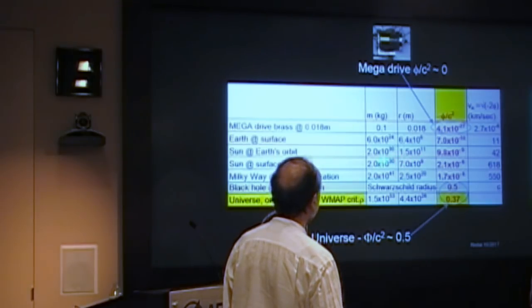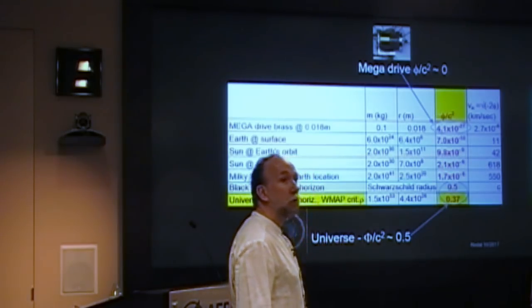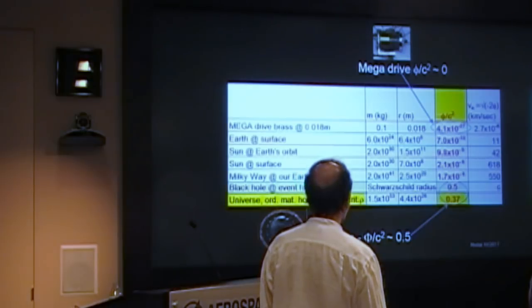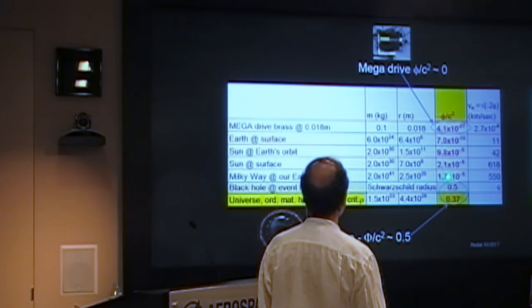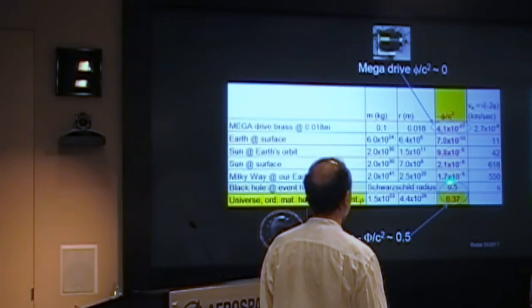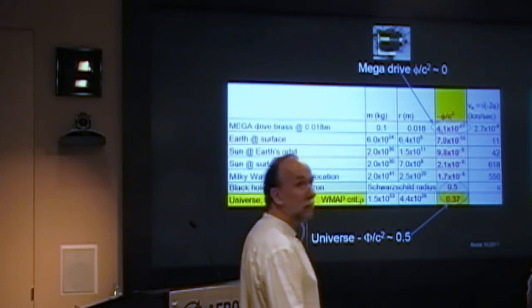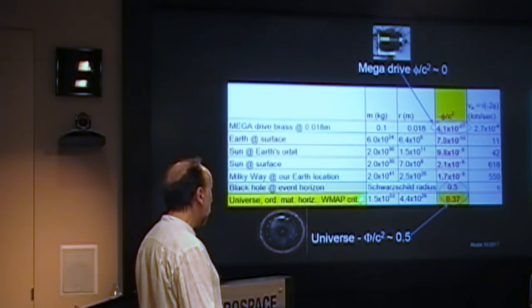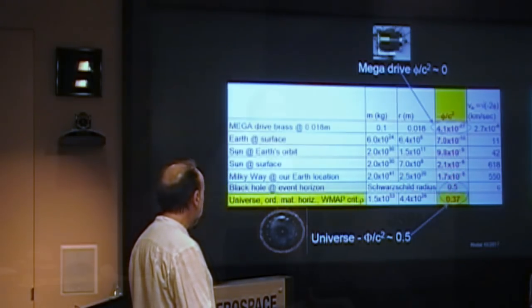At the sun, somebody was asking yesterday what the mass of the sun is, 2 × 10^30. You get about 10 × 10^-9. At the sun's surface, of course, you get a mass significantly larger, which is about 2 × 10^-6. None of these numbers are close to 1. The Milky Way at our Earth location is approximately the same as being at the sun's surface, also about 2 × 10^-6. You have to have something like a black hole at the event horizon, using the Schwarzschild radius, then you get 0.5. And this is a very interesting thing about Mach's principle.